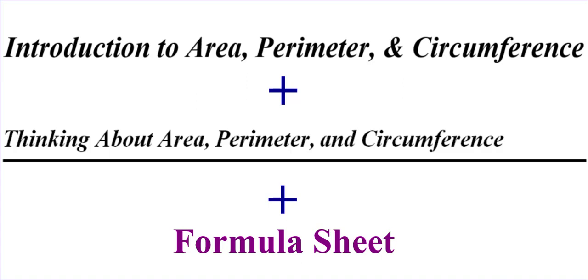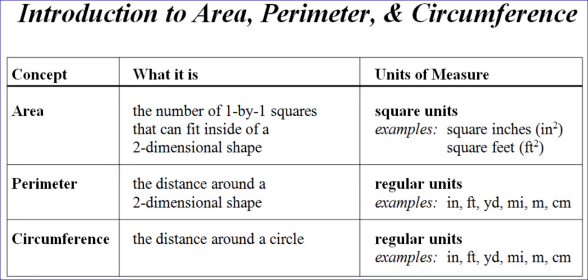For those of you in my classes, my formula sheet is pink, my worksheet is white, and my guided notes will most likely be orange if I use the same color each year that I teach this. So, let's start with the guided notes called Introduction to Area, Perimeter, and Circumference.